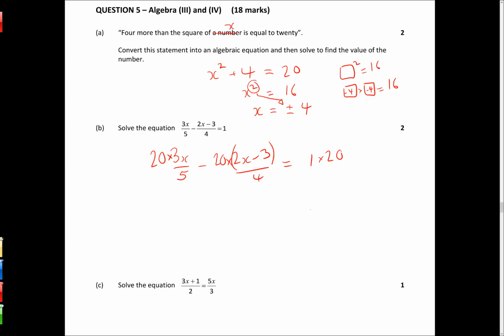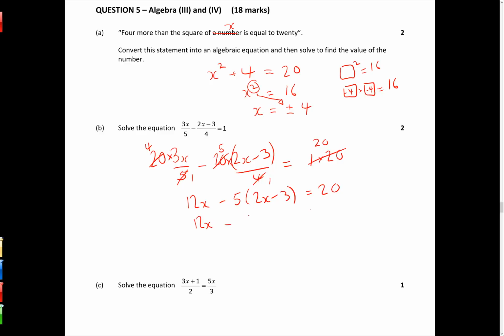Look at the simplifications. 20 on top of a 5, well, 1 5 in 5, and 4 5s in 20. 20 on a 4, I've got 1 4 in there, and 5 4s in 20, and a 1 times 20, well, I can do that in my head. So what's left? It says 4 times 3x, well that's 12x, minus 5 at the front of 2x minus 3, equals 20. Since these two fractions only had over 1, I didn't care to write them. I don't need to. Now let's expand these brackets.